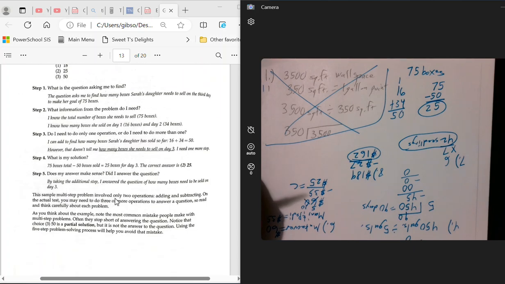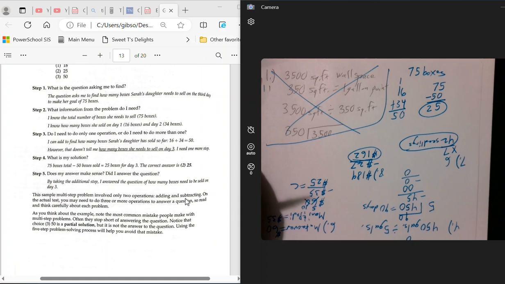This sample multi-step problem involves only two operations, adding and subtracting. On the actual test, you may need to do 3 or more operations to answer a question. So read and think carefully about each problem. As you think about the example, note the most common mistake people make with multi-step problems. Often they stop short of answering the question. Notice that choice 350 is a partial solution, but it is not the answer to the question. Using a 5-step problem solving process will help you avoid that mistake.